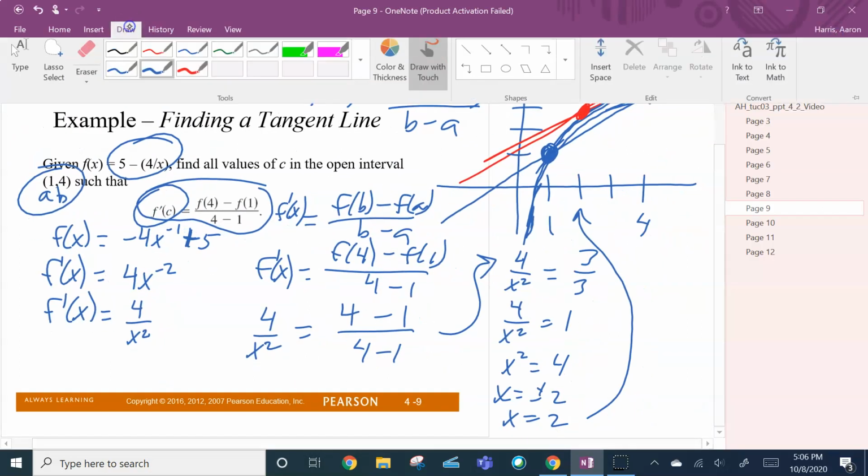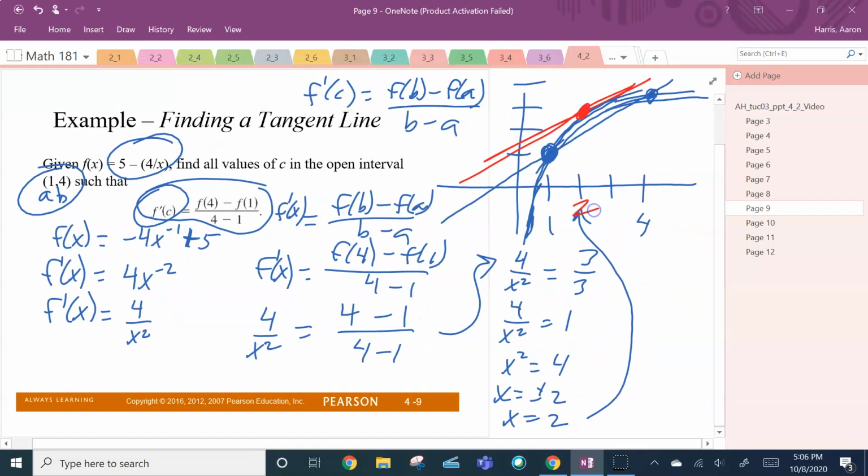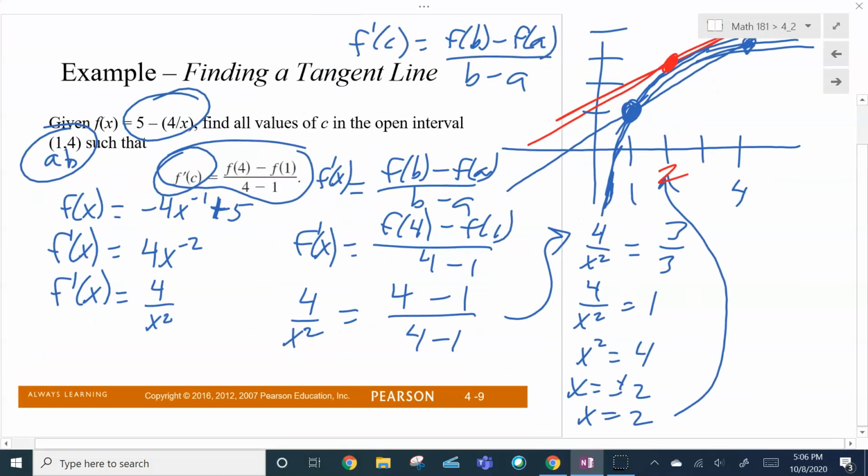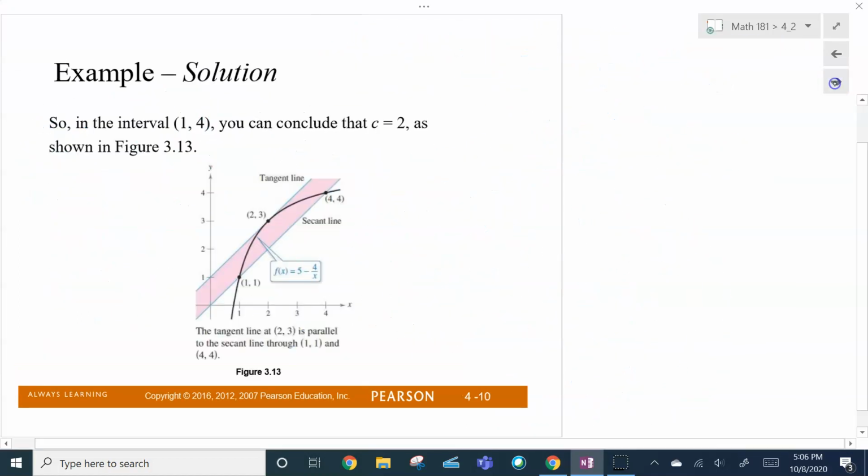2 is our c value, if you will. That's where that occurs. Okay, here's a little picture of it. See right there, at 2, the slope of the tangent is equal to the slope of that secant line.